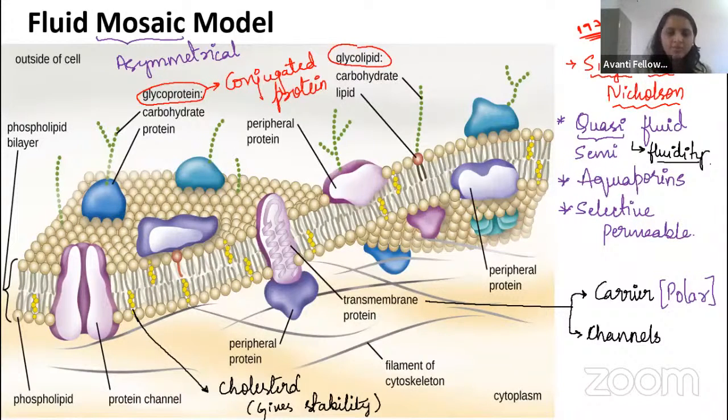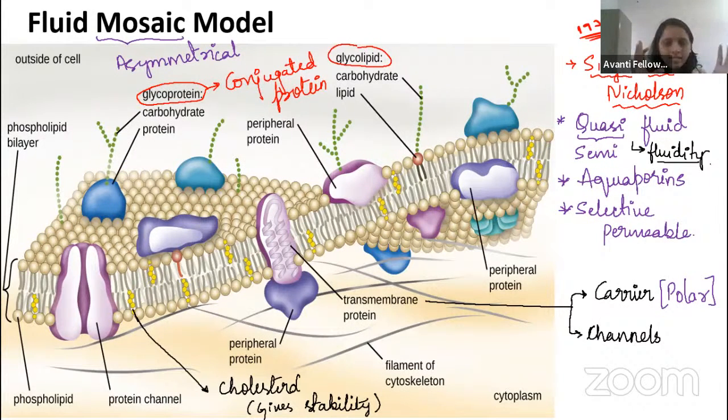If you see this plasma membrane, it looks like a mosaic. The phospholipids are there, and in between the proteins are there. It looks exactly like icebergs in the sea. The sea is compared to the lipids, and the proteins look like the icebergs. That is why the fluid mosaic model is compared to icebergs in the sea. And this is not a solid structure.